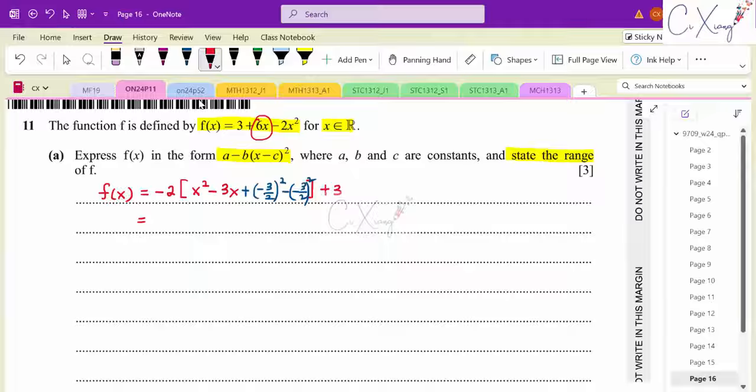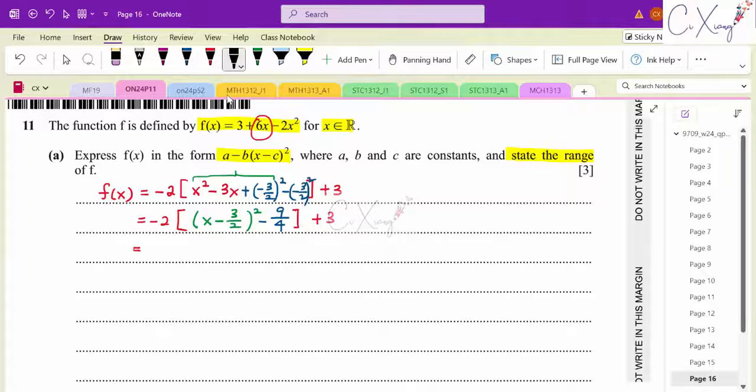Okay, so the next step is you are going to combine the first 3 terms into one big bracket with a square outside. So if you complete the square for this one, you will be having (x - 3/2) squared. Then the original negative 3/2 squared, you expand it, becomes 3 squared is 9, 2 squared is 4. So this is what we have inside the bracket.